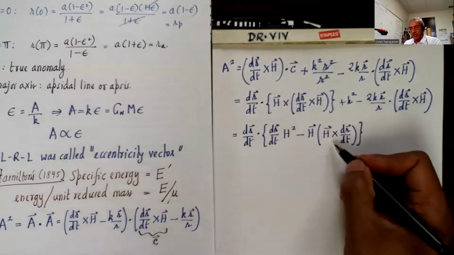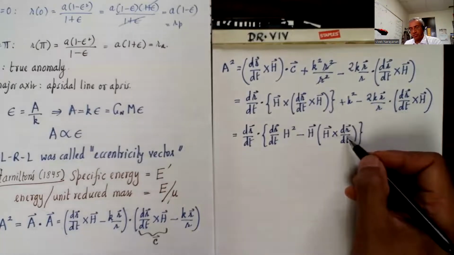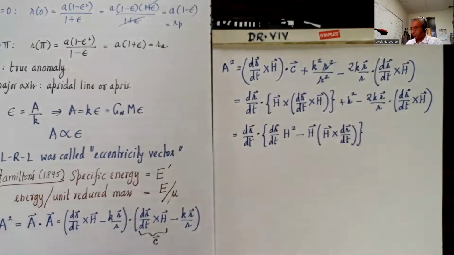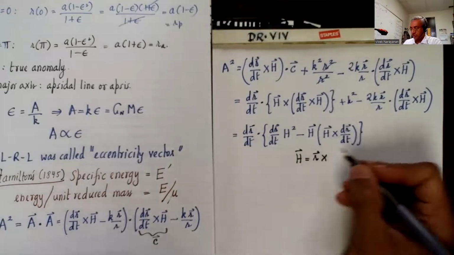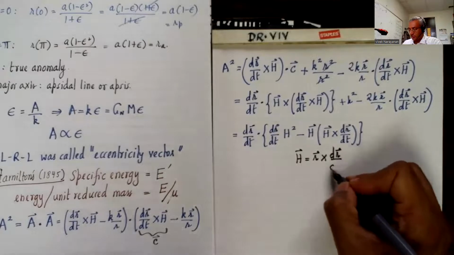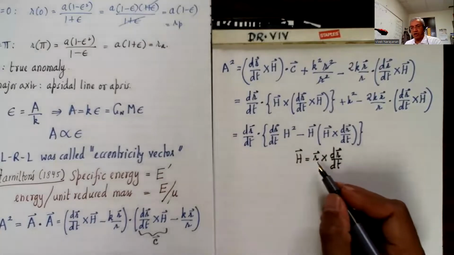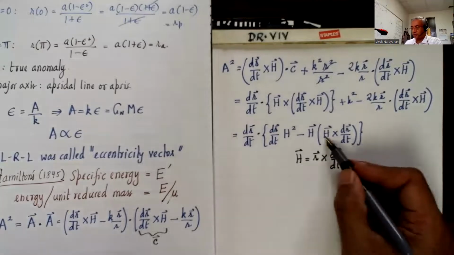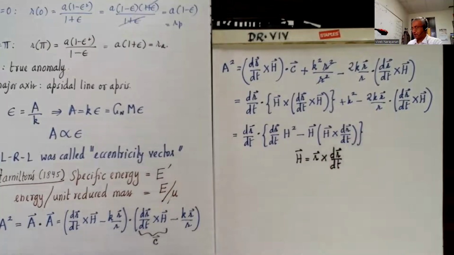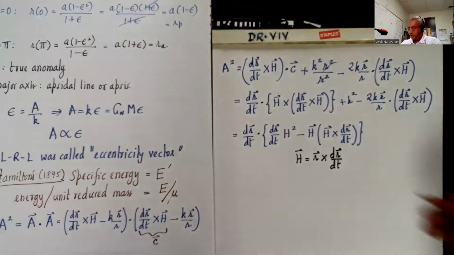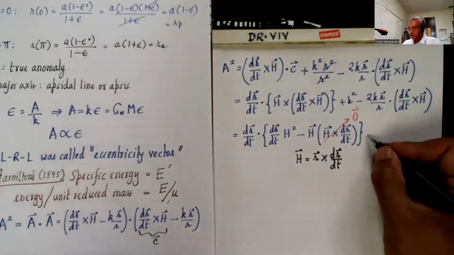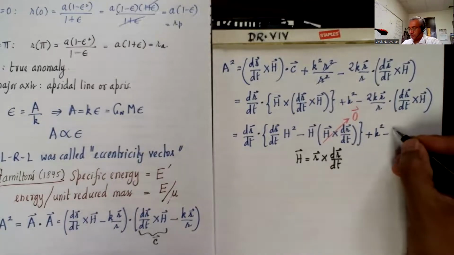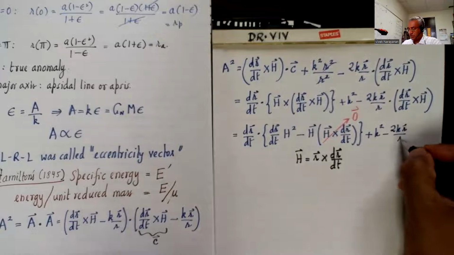Now h is perpendicular to the orbit plane and dr by dt is in the orbit plane, so it's 0. If you want to be more pedantic about things, you can just write down what h is. h is r cross dr by dt. So the h vector must be perpendicular to both r and dr by dt. So h cross dr by dt must be 0. So whichever way you look at it, this term makes no contribution. And then I have the remaining two terms, which won't be changed.